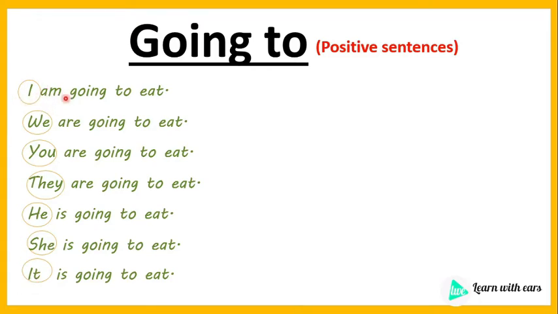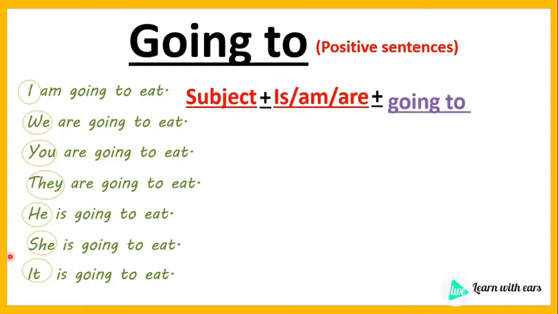With I, we use am. With we, you, they, we use are. And with he, she, it, we use is. To make positive sentences with going to, we use subject, then is, am, or are according to the subject, then going to. And after that, we use a verb. So first we use the subject, then is, am, are, anyone according to the subject. After that, we use going to and a verb.